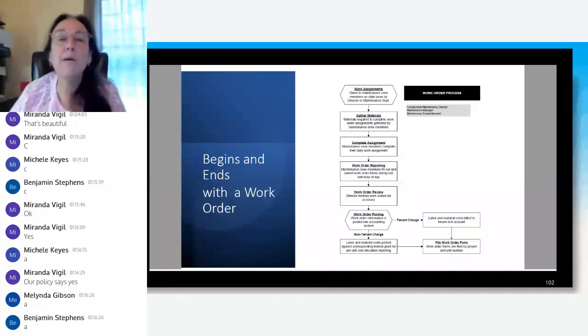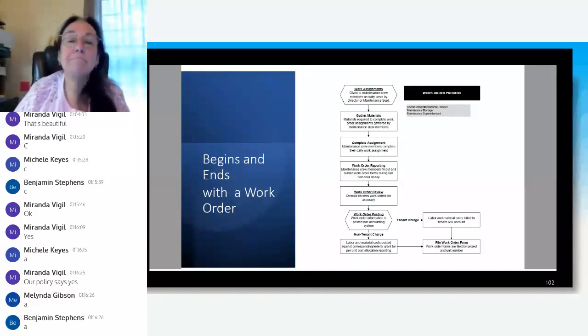Your work order process: work assignments are given to maintenance crew members on a daily basis. The director or maintenance supervisor gathers the materials required to complete the work. The crew members complete their daily work assignment, then they report on the work order. The maintenance crew members fill out and submit work order forms during the last half hour of the day, and then they get them reviewed. The director reviews the work order for accuracy.